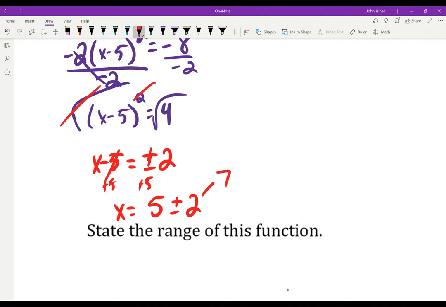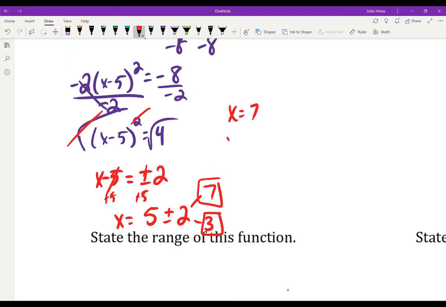5 plus 2 is 7. 5 minus 2 is 3. Those are my zeros. X equals 7 and x equals 3 are my zeros.